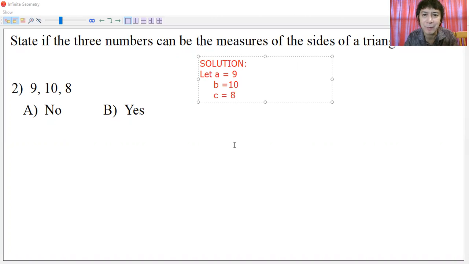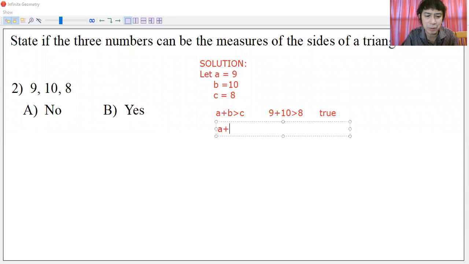There. All right. Using the proper assignments, let's check A. A plus B, will that be greater than C? That's 9 plus 10 greater than 8. Then ask yourself, true or false? That's 19 versus 8. That's true.